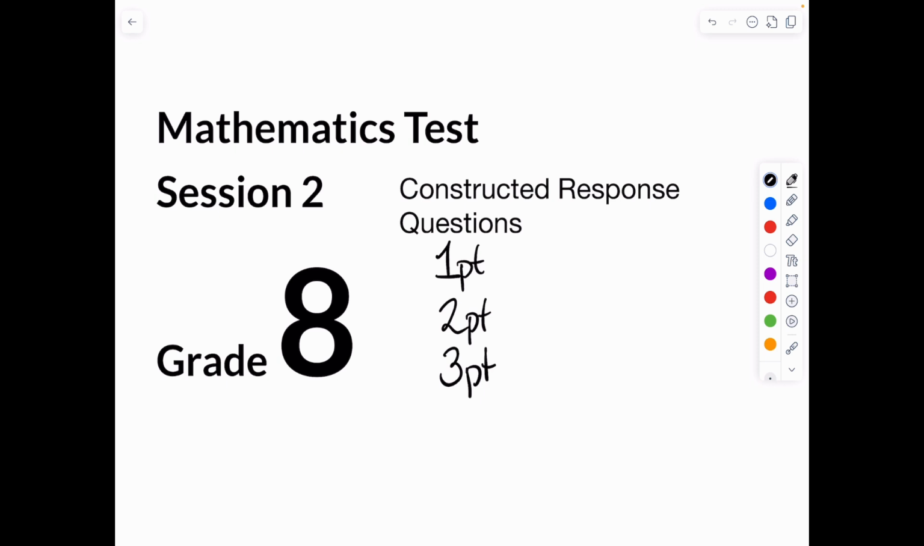All right, so on this part of the test, you have 3 1-point questions, which are just answers. We have 6 2-point questions, which are usually either show your work or explain and the answer. And then we have 1 3-point question. So altogether, this is 10 points.